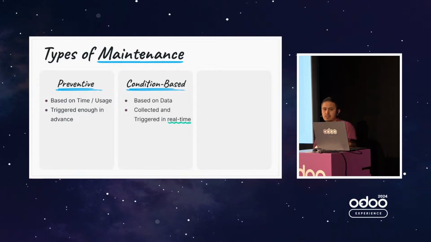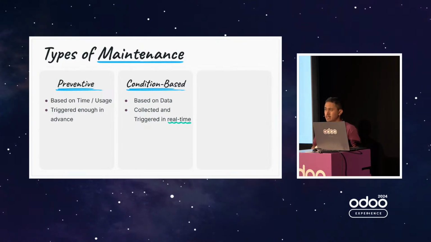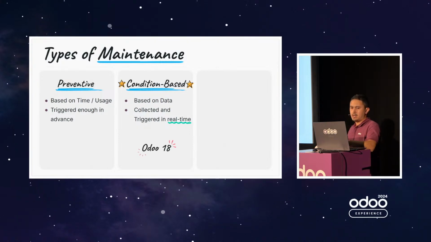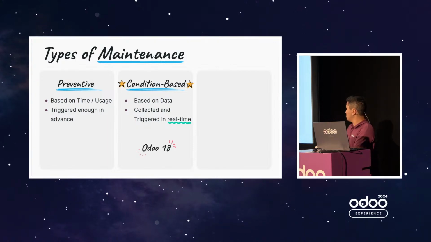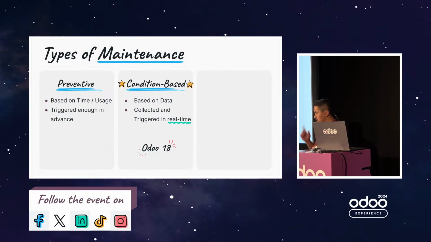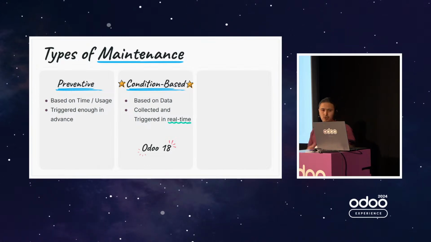But we also have something called condition-based maintenance. And this is something based on data that we can collect in real time, and therefore we can also trigger this maintenance in real time. And very important here, this is what I would like to emphasize, that now in Odoo 18, thanks to a new feature that I will show in a minute, we can manage condition-based maintenance much more efficiently.